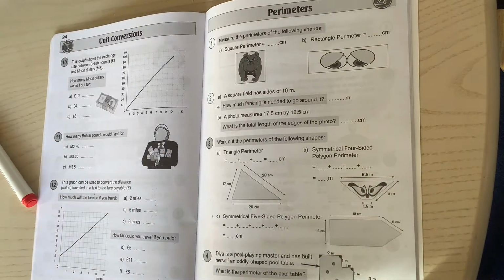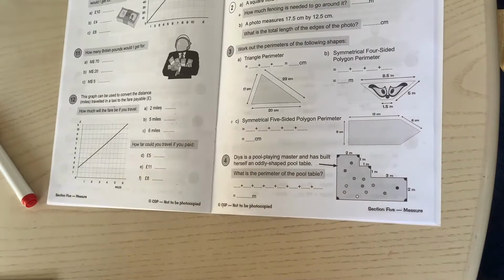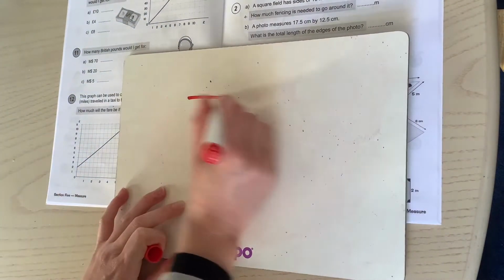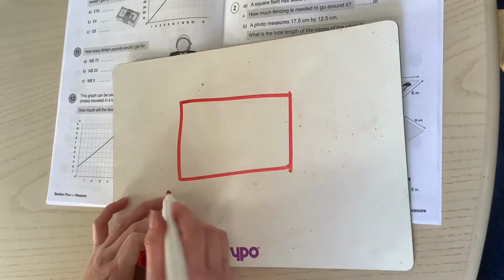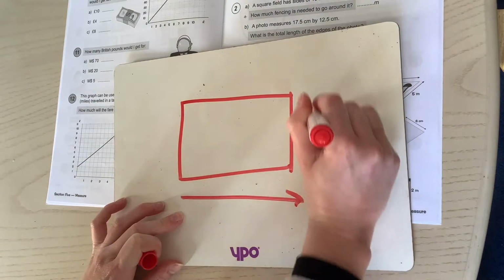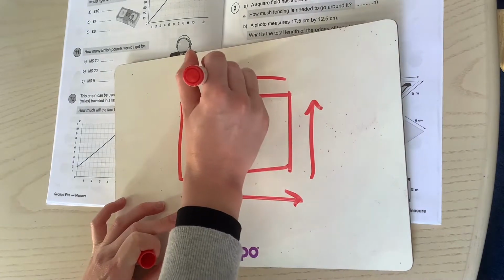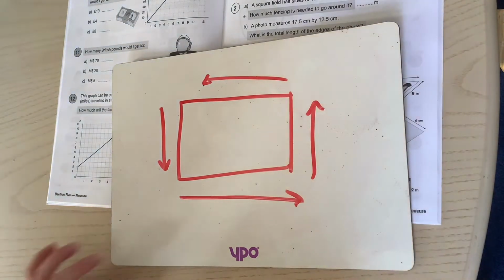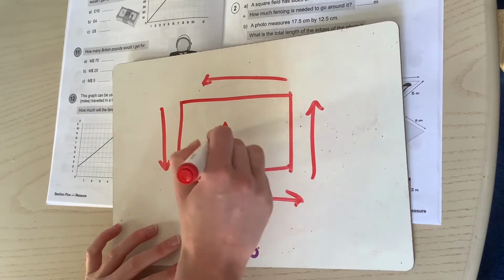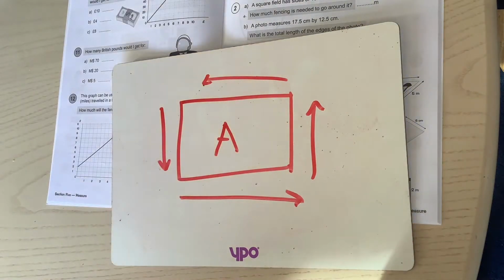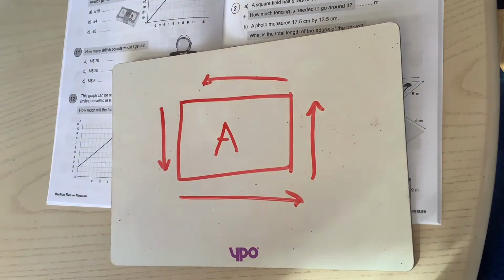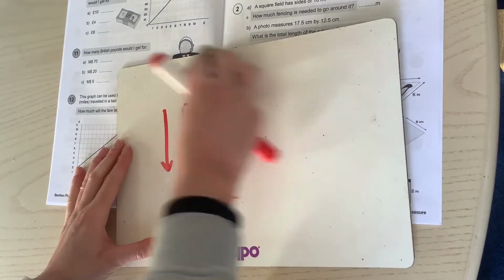Now, when I'm finding the perimeter of the shape, I am looking for the outside. So if I had a rectangle, I'm measuring the distance all along the outside. My area is the space in the middle, but my perimeter is my distance all along the outside. So don't get confused between the two of those.